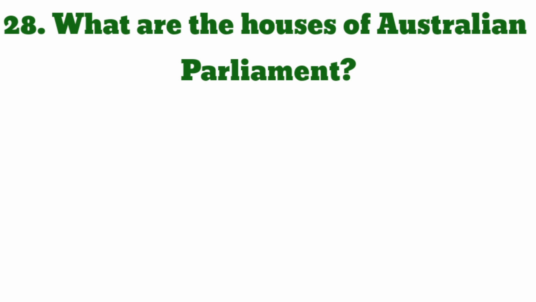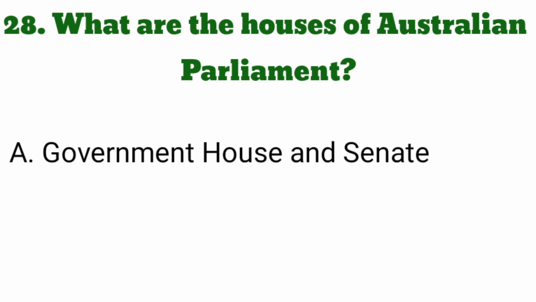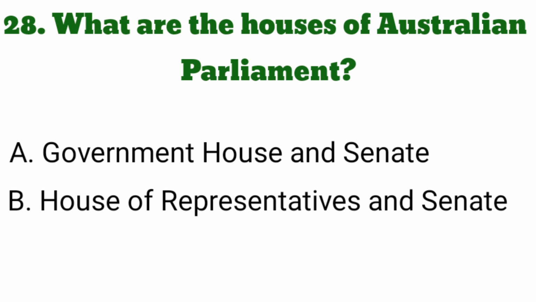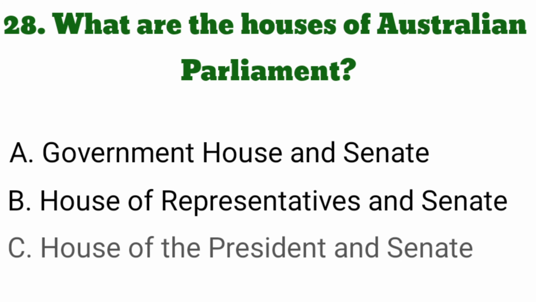Number 28. What are the houses of Australian Parliament? Letter A, Government House and Senate. Letter B, House of Representatives and Senate. Letter C, House of the President and Senate. The answer is letter B, House of Representatives and Senate.